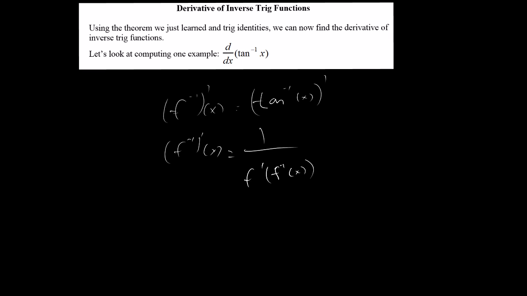So now we just need to find all our components. And the way we're going to do that, well, we know our f of x is equal to the non-inverse, which is tangent of x. F prime of x is equal to secant squared of x, the derivative of our original tangent of x.